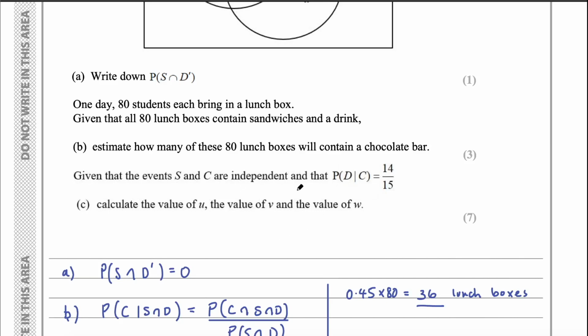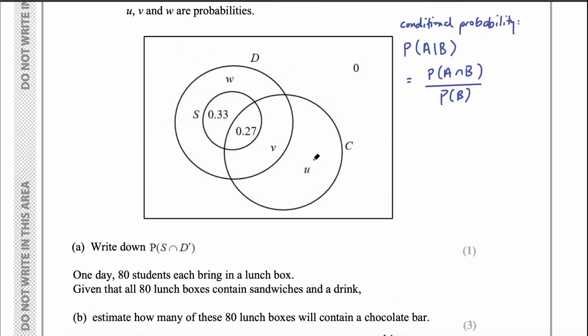So what does it mean if two events are independent? One thing it tells you is that the intersection of those things is equal to the probability of one multiplied by the probability of the other. So the probability of getting a sandwich and a chocolate bar equals the probability of S times the probability of C. That's one property of independent events. Because those two probabilities do not affect each other in any way. So if you have a chocolate bar, it doesn't affect whether you have a sandwich, and vice versa.